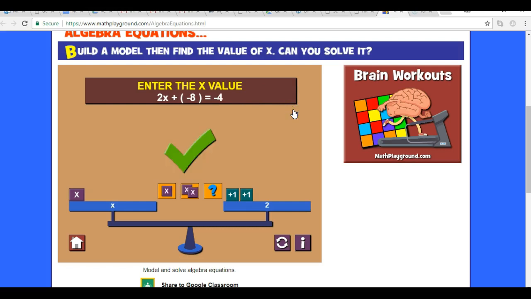Awesome. Good job, me. So in your binders, all you have to do here is record the equation and then record the solution, or x equals whatever value x equals. You should do this for about 5 times.